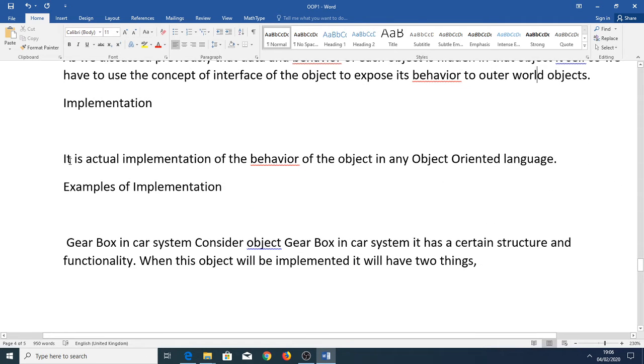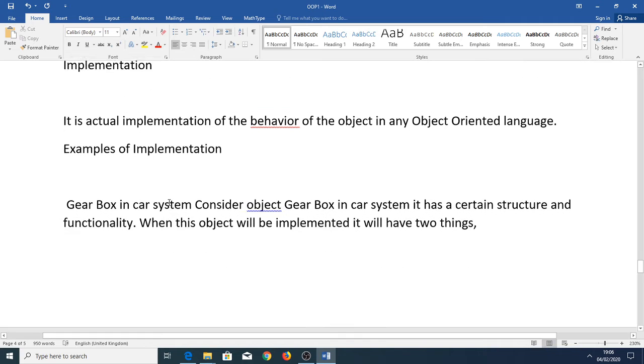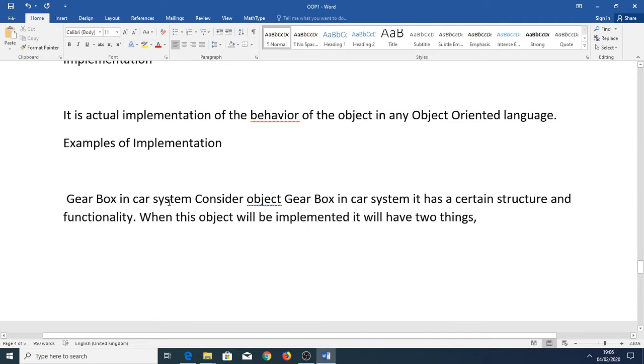Implementation. It is the actual implementation of the behavior of the object in any object-oriented language. Examples of implementation: consider the object gearbox in a car system.